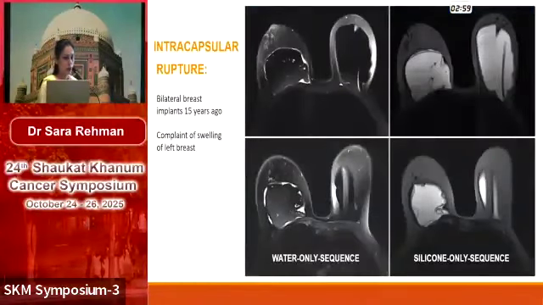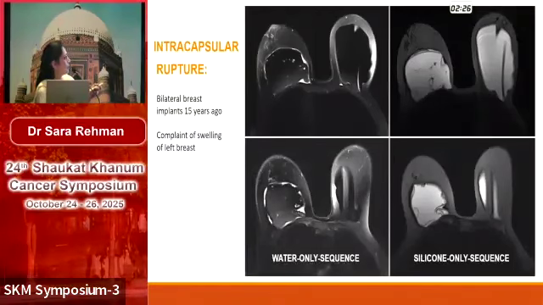These MRI images are again not of a breast cancer patient, but just to illustrate the signs of intracapsular rupture. The patient had a history of bilateral breast augmentation 15 years ago, and these are single lumen silicone implants. On the silicone sequence, we can see the teardrop sign and keyhole sign. And at another level, we can see this linguine sign in the lower slice. And on the fluid sensitive sequence, we can see this water droplet sign, the presence of fluid signal within the silicone on the water sequence.